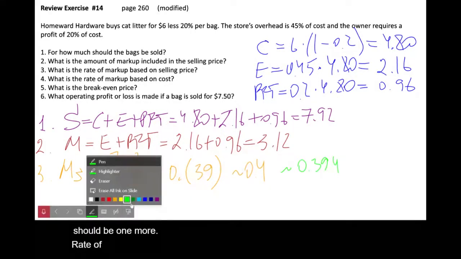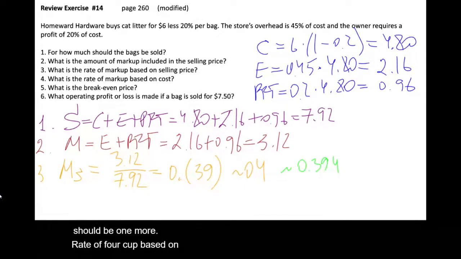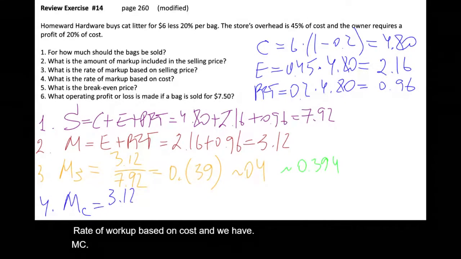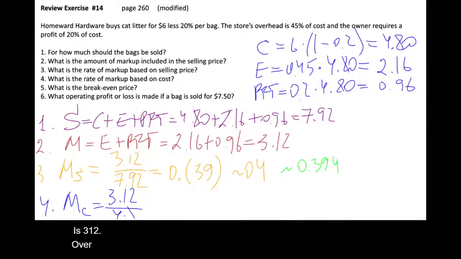Rate of markup based on cost, and we have M over C is 3.12 over 4.8. So 65%.